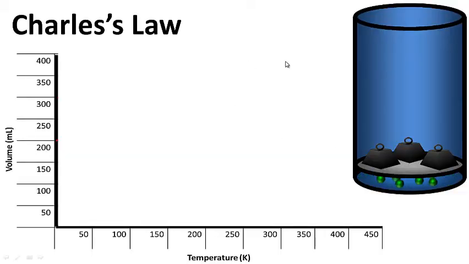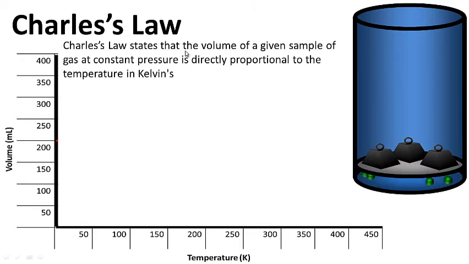Okay, so Charles's law. Charles's law is pretty interesting. It states that the volume of a given sample of gas at a constant pressure is directly proportional to the temperature in kelvins. In other words, the volume goes up if temperature goes up, and vice versa. If temperature goes up, volume goes up, and if temperature goes down, well, volume goes down. So it's given by the following equation.